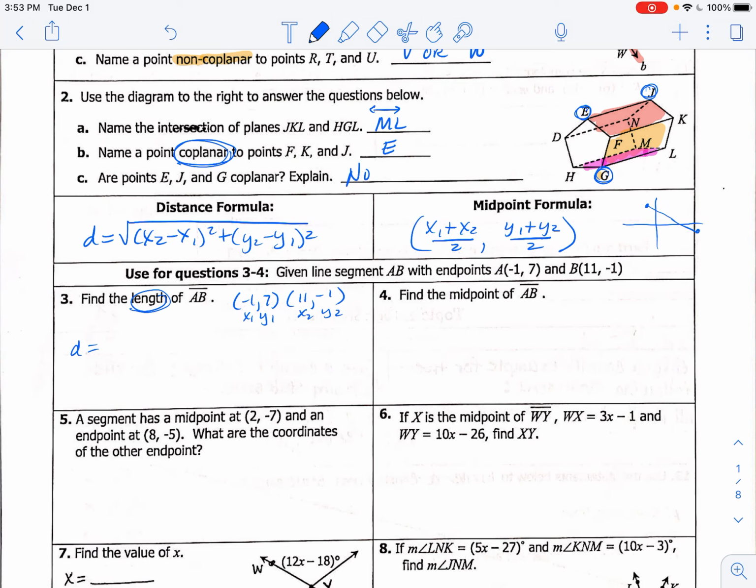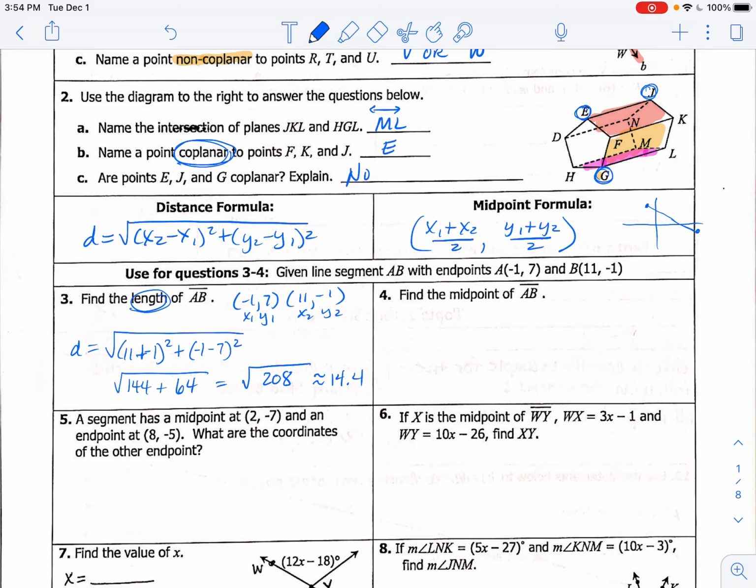So this is going to be x2 minus my x1 squared plus y2 minus my y1 squared. All right, so let's see, I have a double negative here, that's plus. So that's 12 squared is 144. And let's see, -1 minus 7 is -8 squared is 64. Grab a calculator. Square root of 144 plus 64 is square root of 208. And that is about 14.4.